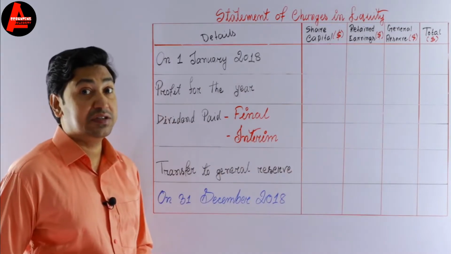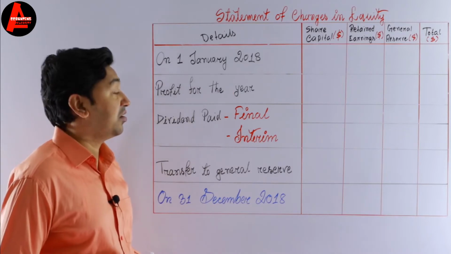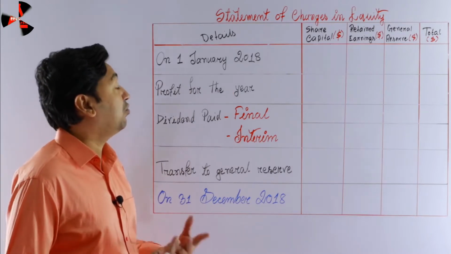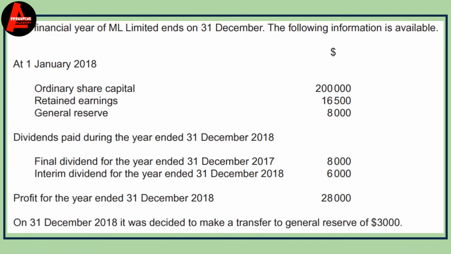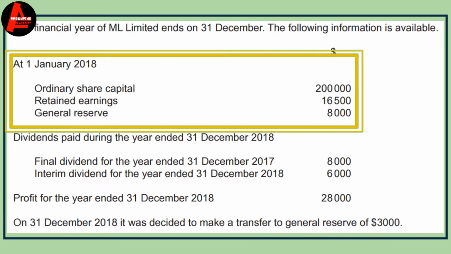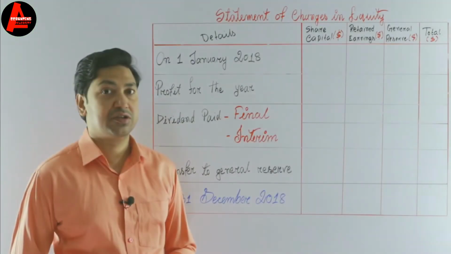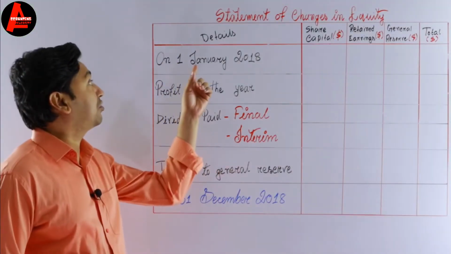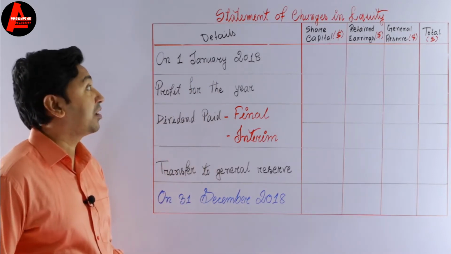So what is the start of the business? It is 1st January 2018. This is the accounting period, remember. Now we will see what items are given in the question. The financial year of ML Limited ends on 31st December. The following information is available. At 1st January 2018, ordinary share capital is $200,000, retained earnings $16,500, and general reserve $8,000. So this is our opening balance, and let us record it first of all.